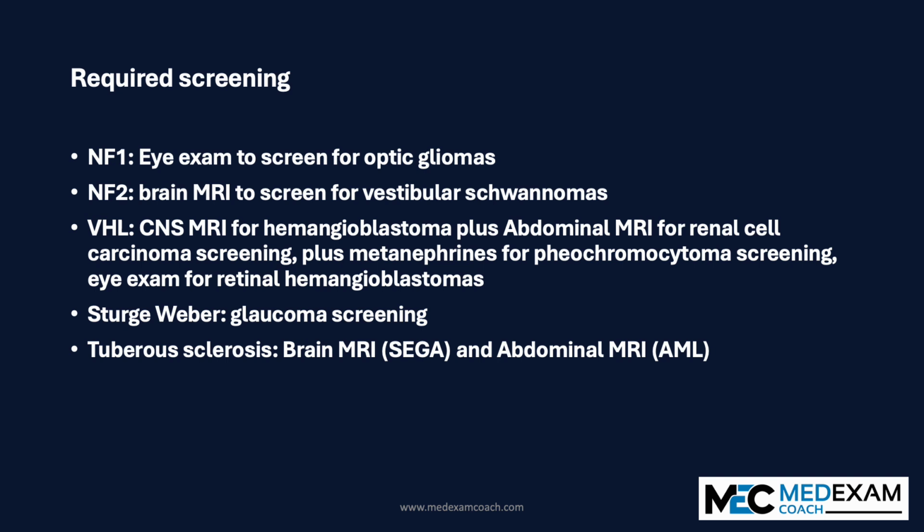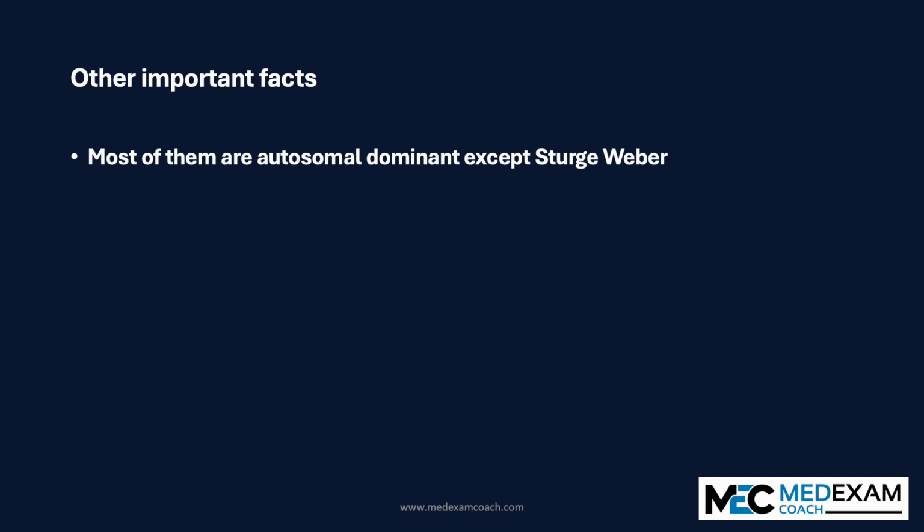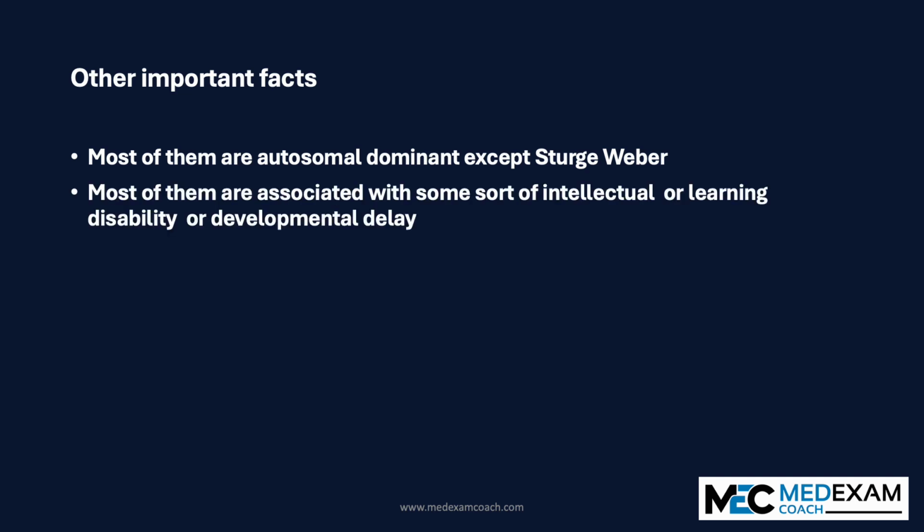So just looking at these, I would pause over here and just look, and this sort of illustrates the most important tumors for these 5 neurocutaneous syndromes. And then as far as important facts, almost all of them are autosomal dominant except Sturge Weber. Most of them are associated with some sort of intellectual or learning disability or developmental delay. Stroke and glaucoma are common in Sturge Weber.